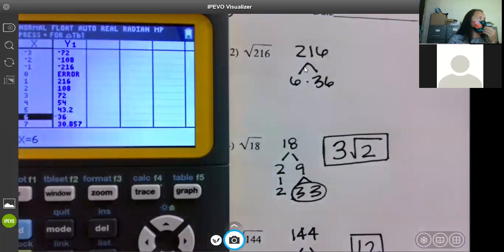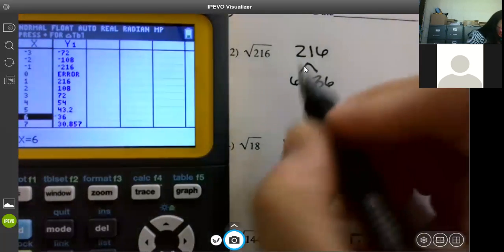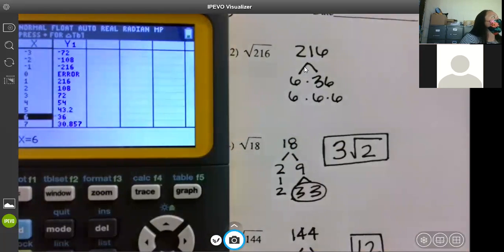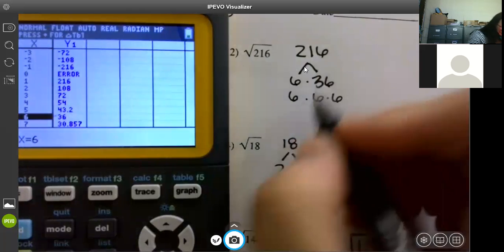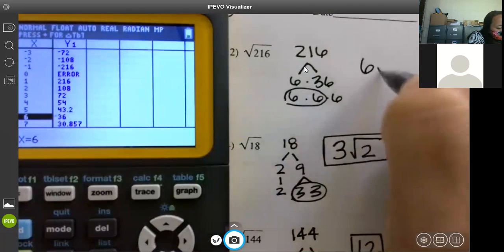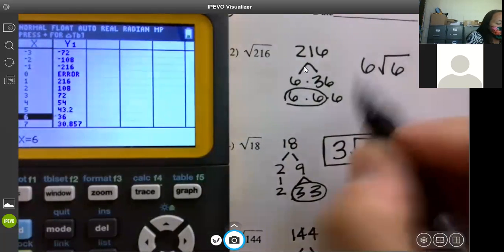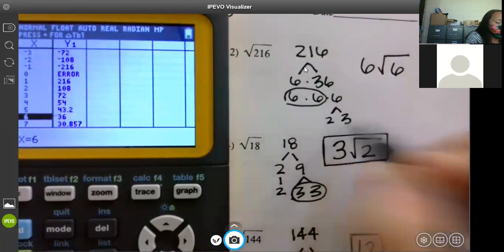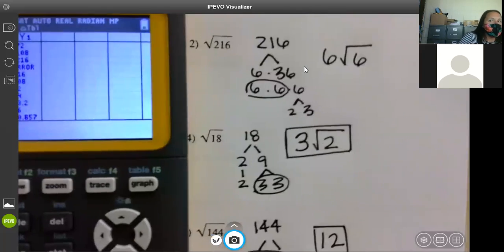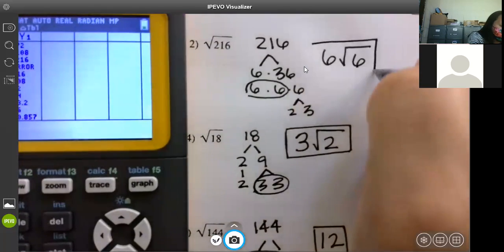Here's the reason I wanted to show you this one. What are your factors of 36? What do you already have? You already have pairs, right? So don't break it down anymore. If you already see pairs, go ahead and circle them. So we pulled out a 6 and we left a 6. And the reason we can leave the 6 is because 2 and 3 aren't pairs, so it's going to go underneath anyway. So this will be your final answer.